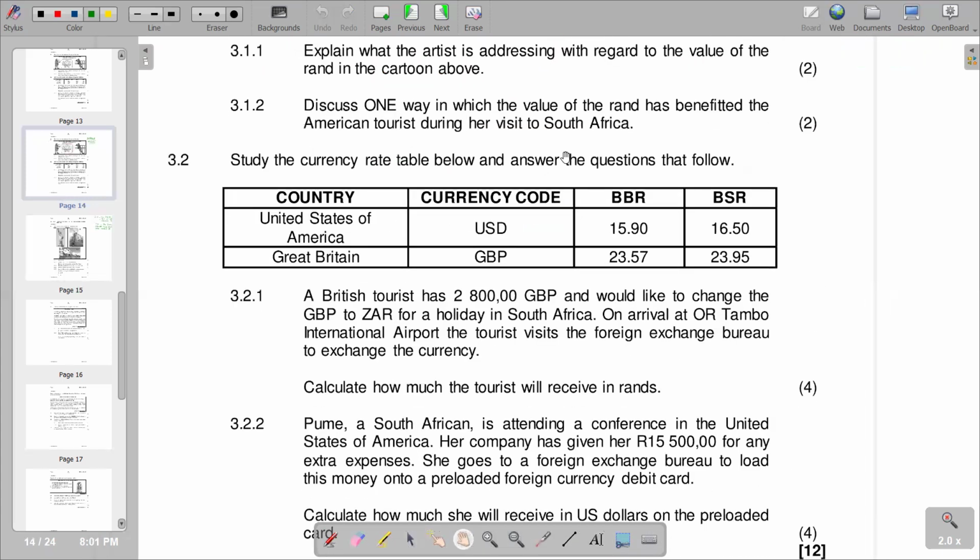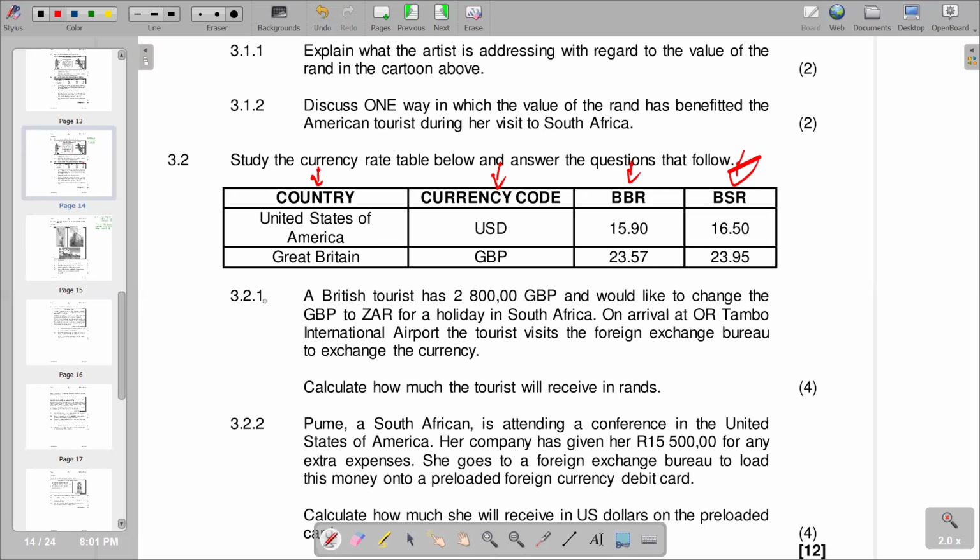Question 3.2 reads, study the currency table below and answer the questions that follow. We are given a column for country, a column for currency code, a column for buying rate, and other columns. We have the United States of America, and then Great Britain. For the United States of America, we have the USD.